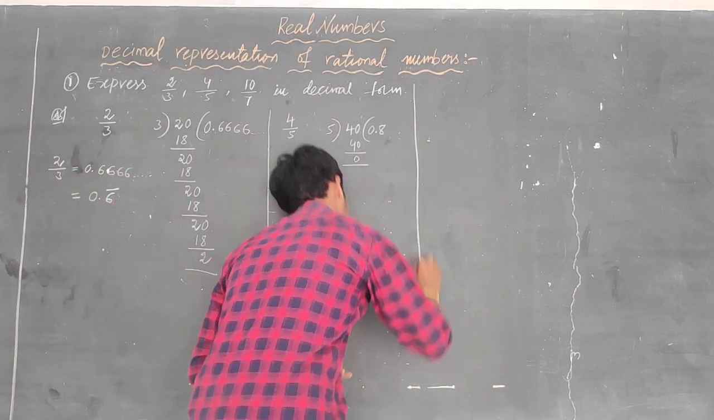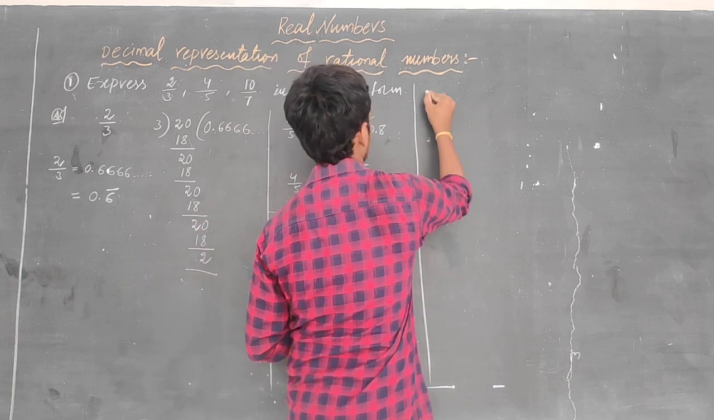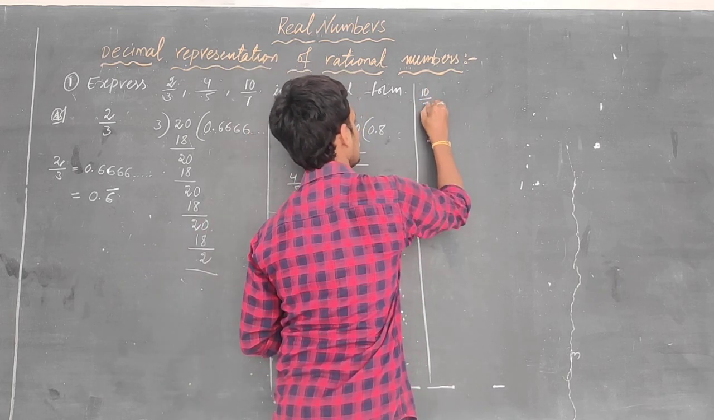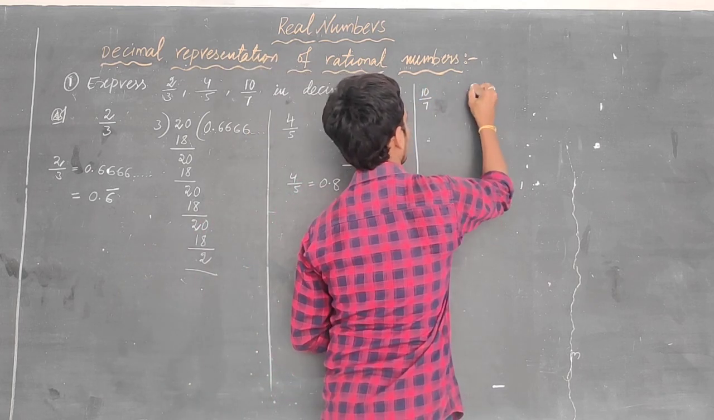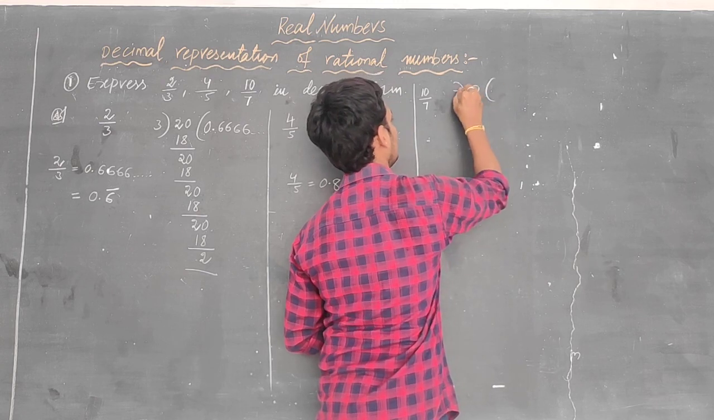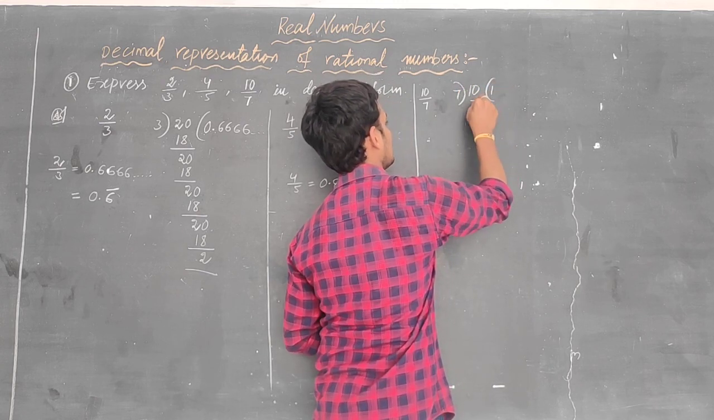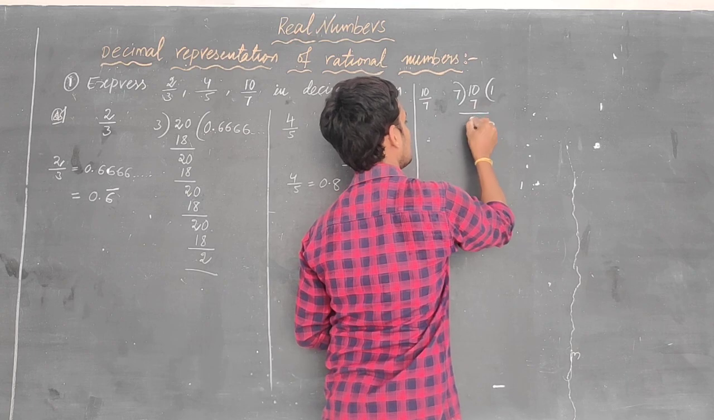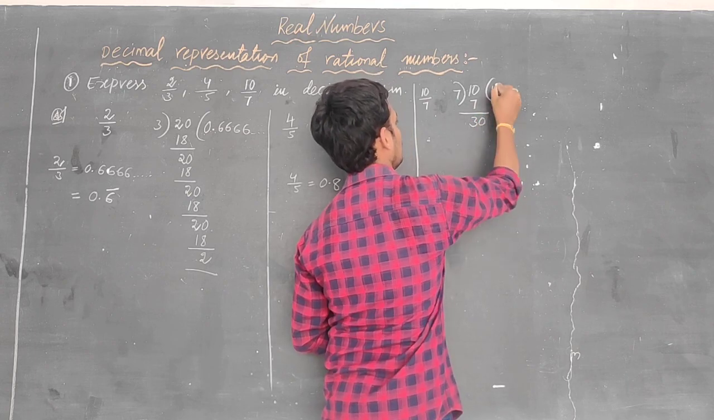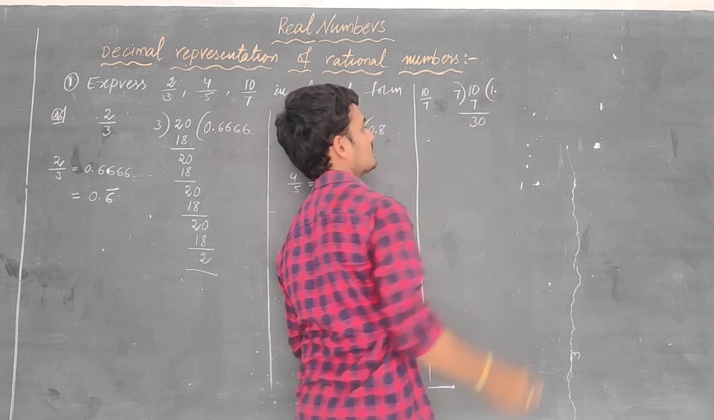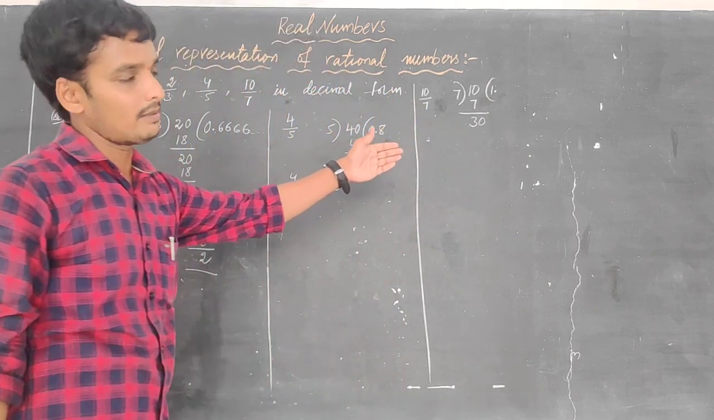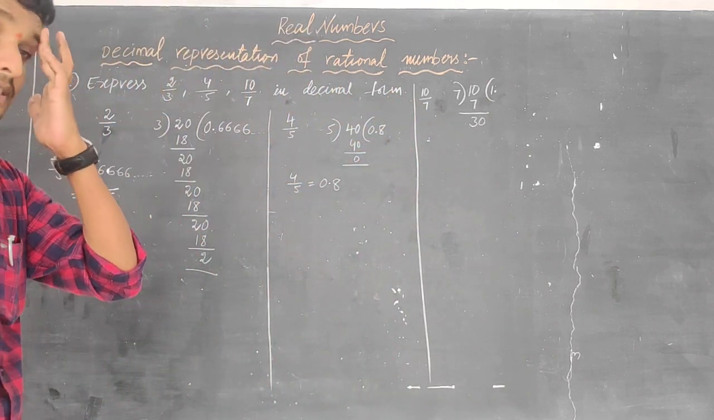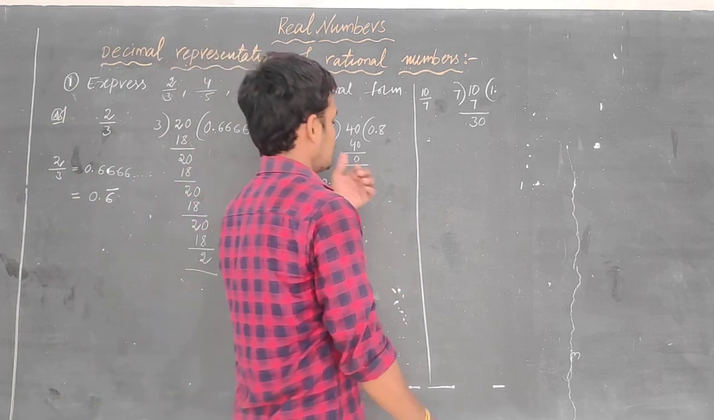So now I am taking the third question, 10/7. I am dividing 10 by 7. 1 times 7 is 7. The remainder is 3. You cannot divide 3 by 7, that's why we keep the decimal point. Because 1 times 7 is 7, remainder is 3, so we get 30.